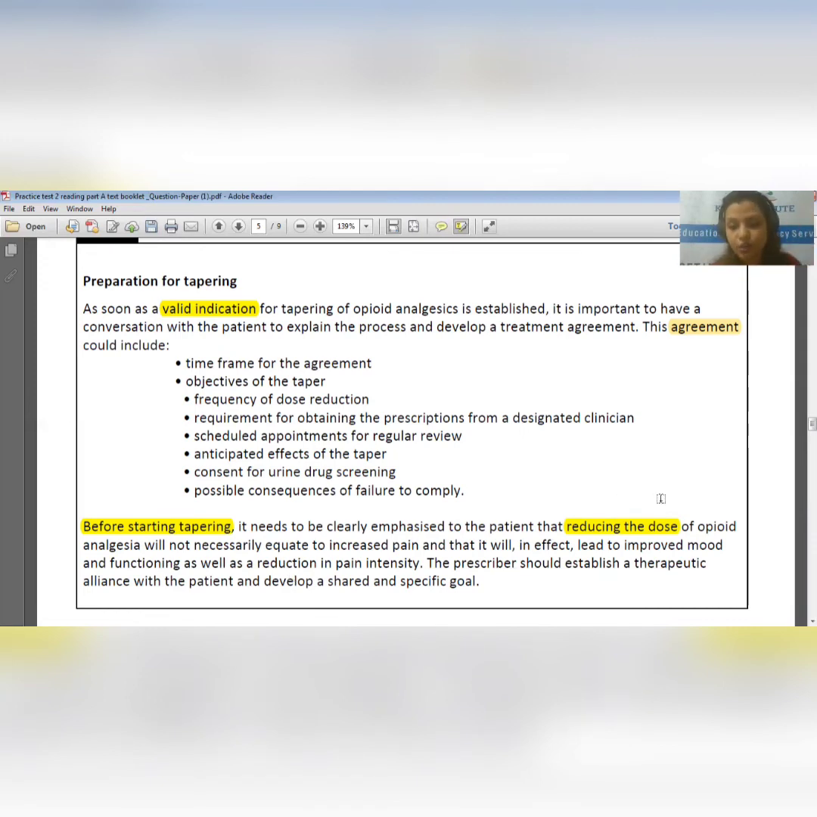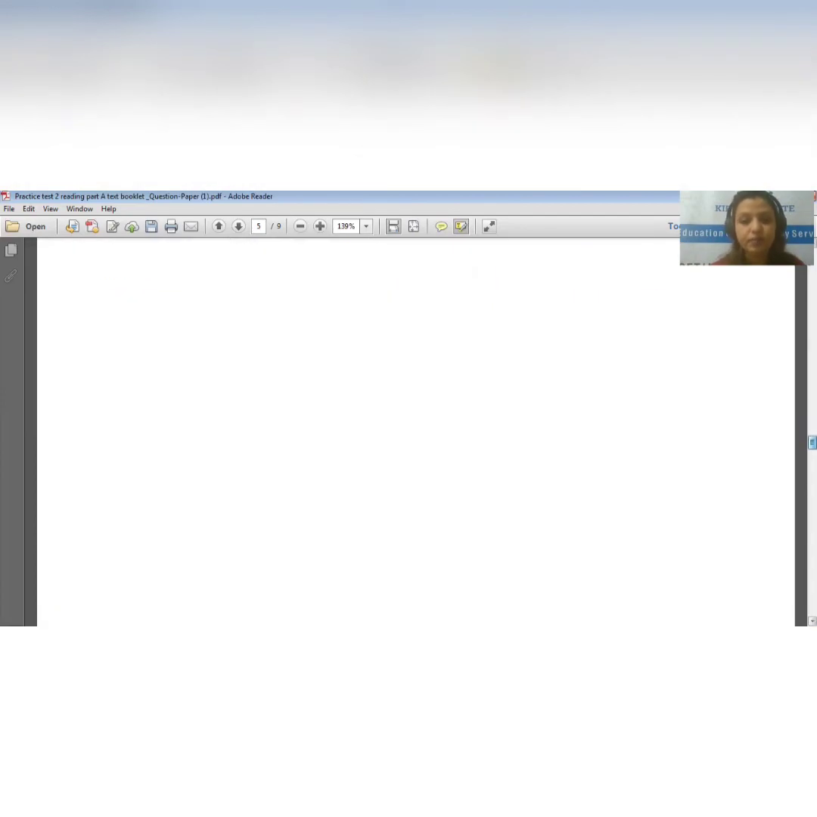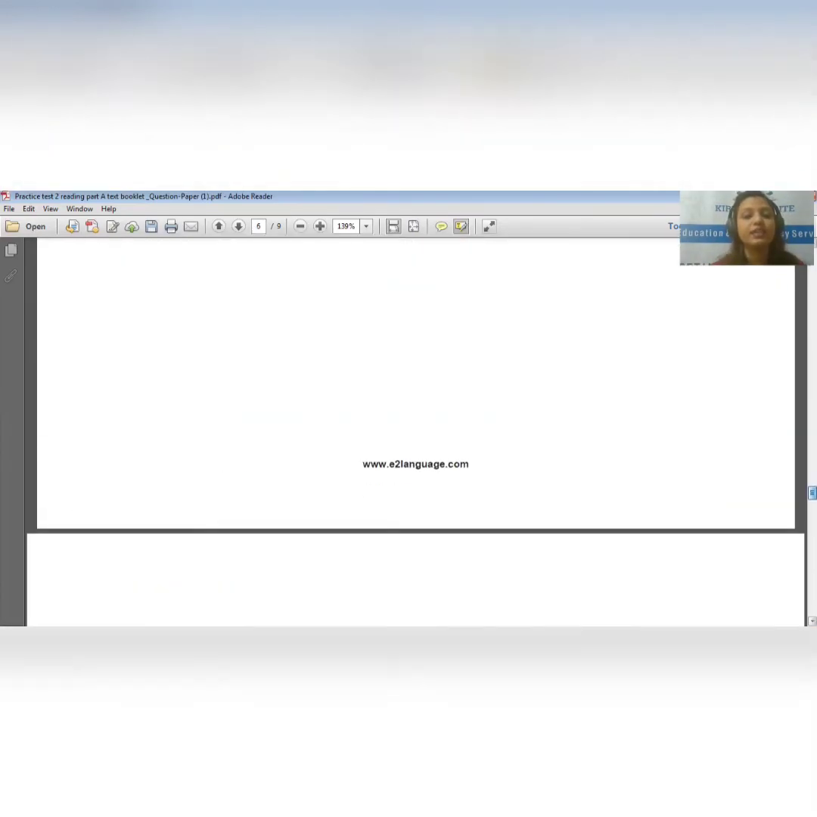So if I reduce the dose of opioid, it will lead to a reduction in pain intensity. So my answer would be pain intensity. I'm not at all going to modify any verb or anything from the text. I will just pick up this pain intensity and write it down as an answer with the correct spelling. Okay, so pain intensity will be my answer.